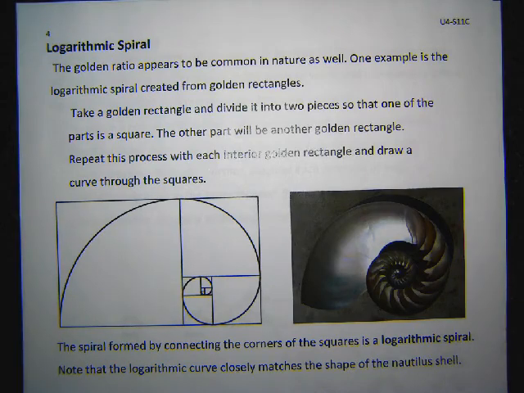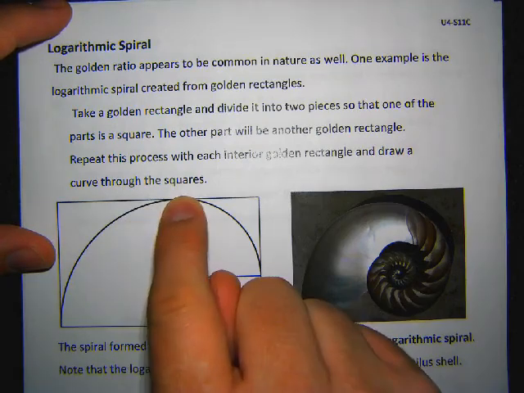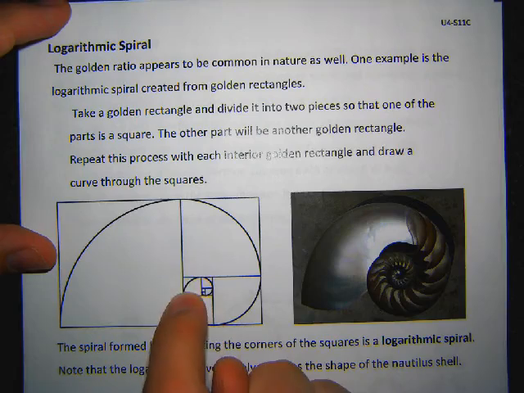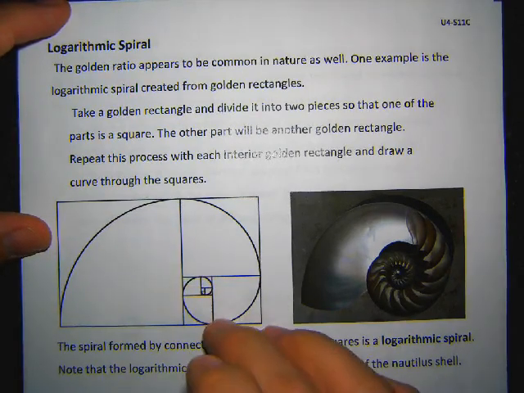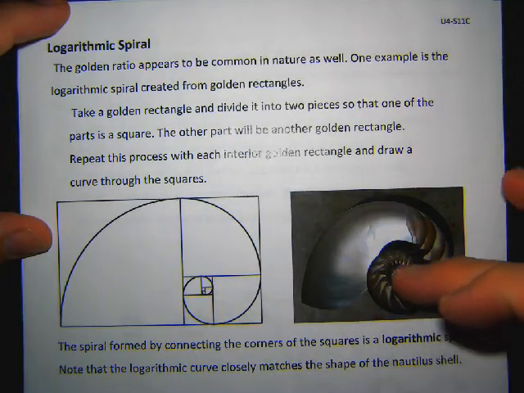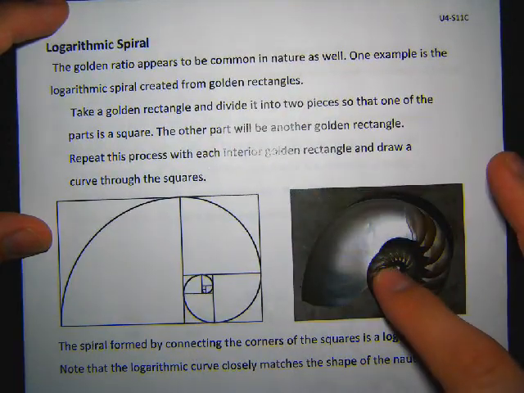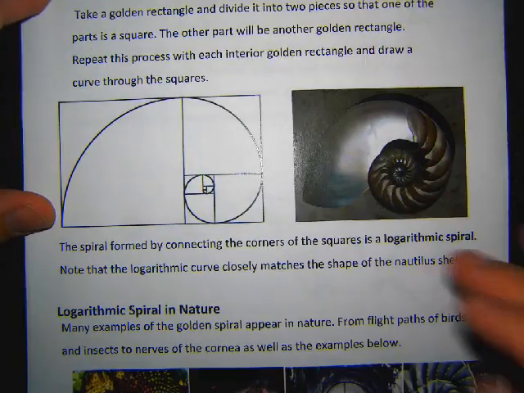So if you draw a curve from one corner of the square to the other corner, and keep doing that, each time you hit the next square you just keep curving to the next square. Eventually you get this spiral shape. And this spiral shape is exactly the same curve we see in nautilus shells. If you overlay this curve on top of it, you'll see that same curve inside these natural shapes. This spiral is called a logarithmic spiral.